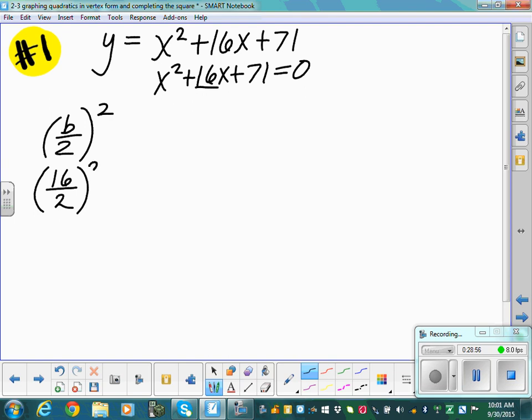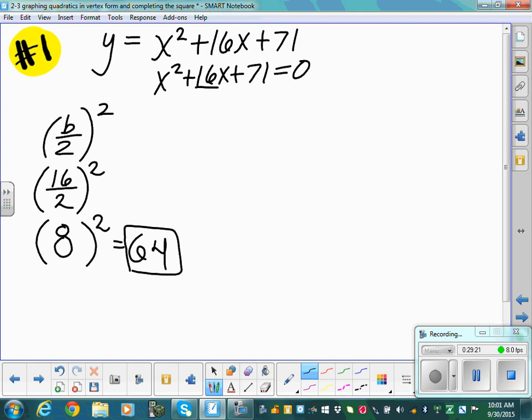So 16 divided by 2 squared. We'll keep showing, don't just calculate it. You're going to use this work. 16 divided by 2 is positive 8, right? So 8 squared. 8 squared is equal to 64. That's our square. That's what we're going to insert into our equation as a fancy 0 in the correct spot.